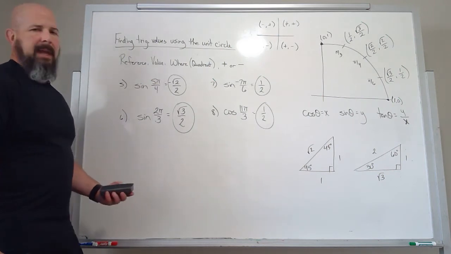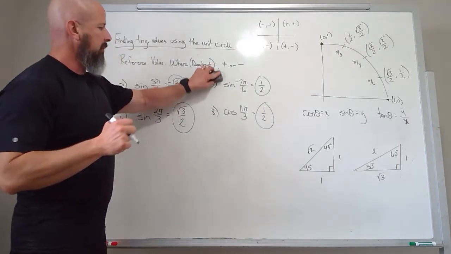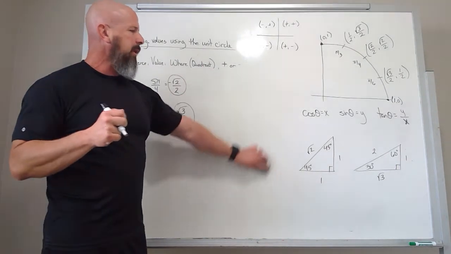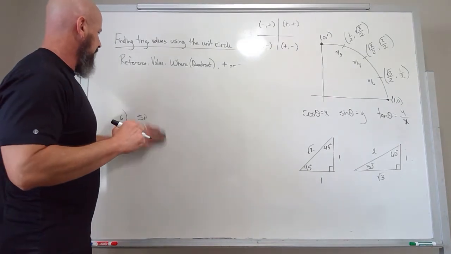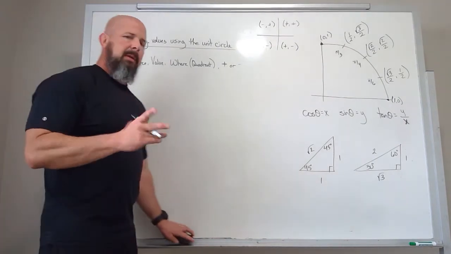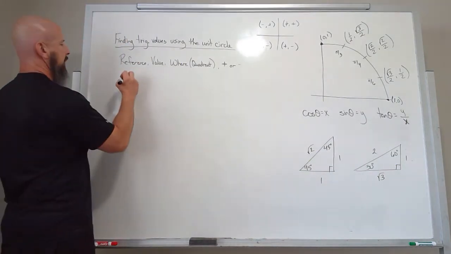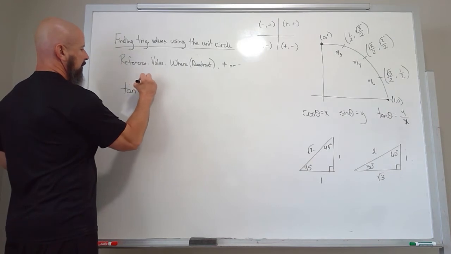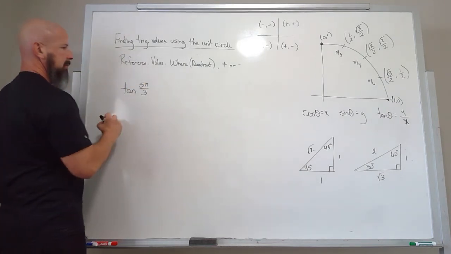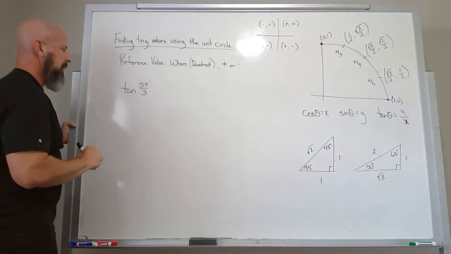Now let's look at some tangents. Typically what we run into is that we get pretty quick with sines and cosines. They're going to be the fastest ones for us. Tangent will be a little slower, but we can work the process. So let's go tangent of, I don't know, let's go 5 pi thirds. Make one up here. Tangent of 5 pi thirds.